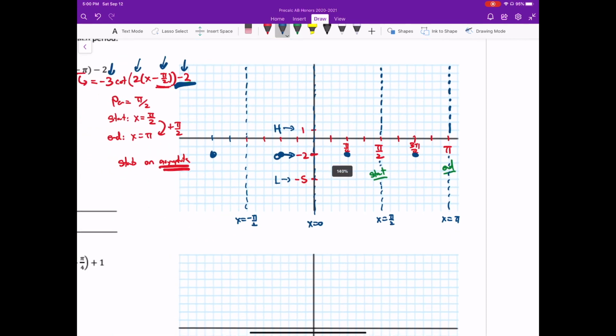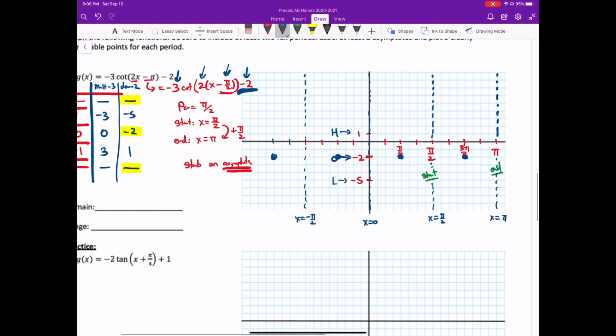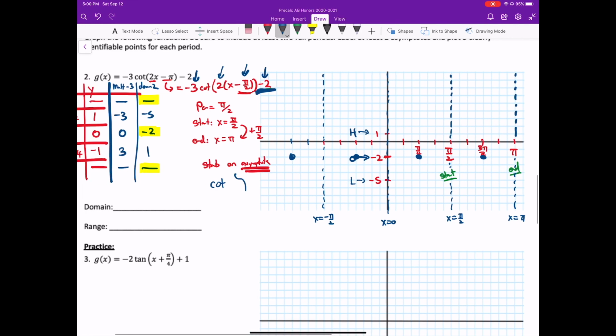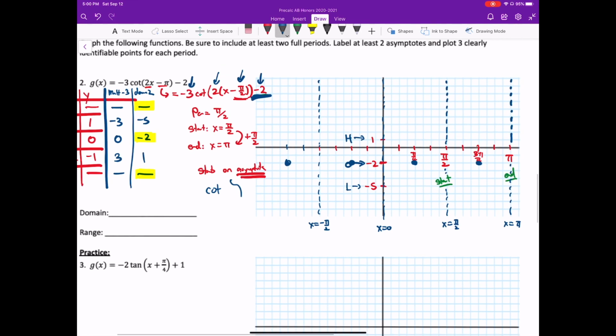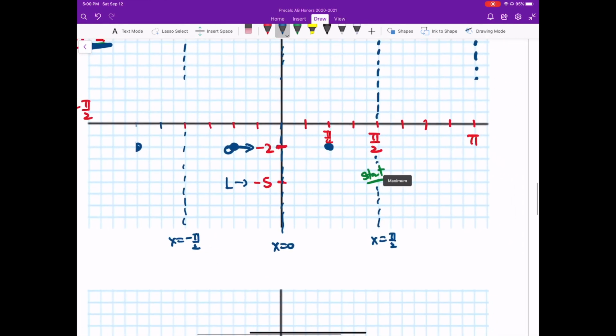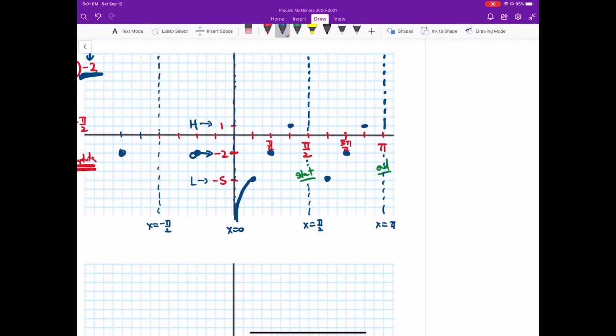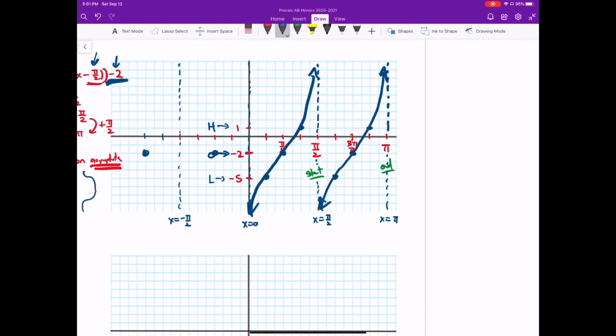You also want to remember that cotangent is typically a decreasing function, okay? Typically, so cotangent is typically decreasing. But we're not dealing with a cotangent, we're dealing with a negative cotangent. So to trip you up, now it's back to increasing. So instead of going down from 1, -2, -5, it's actually going to go up from -5, -2, 1. So we have something like this. Again, it's going to be increasing, increasing. So we have our 2 periods.